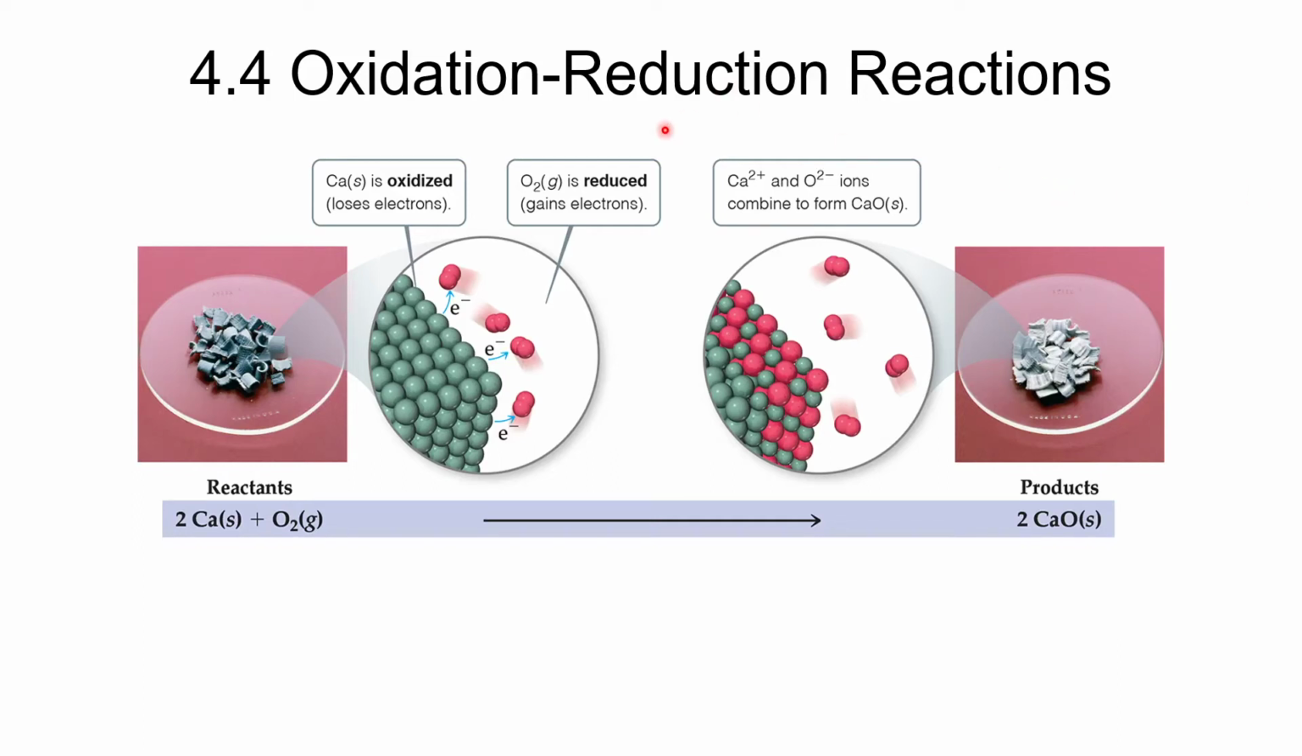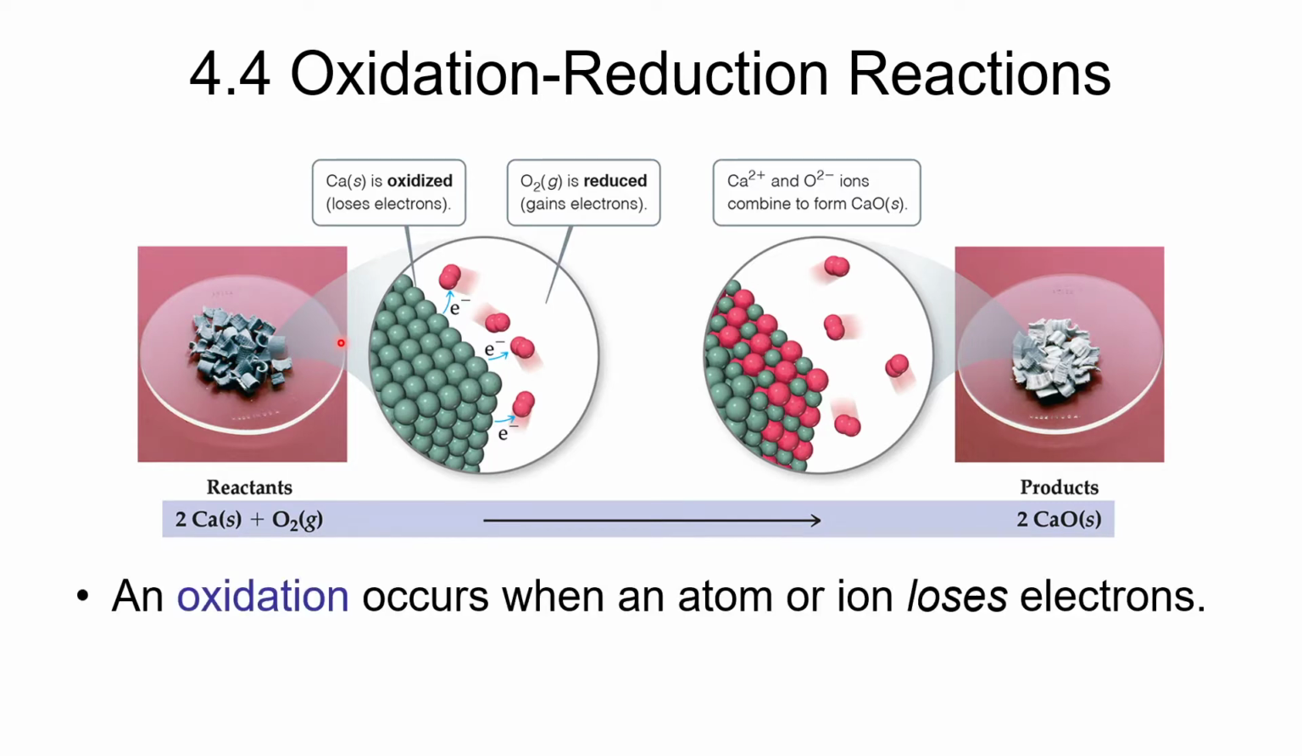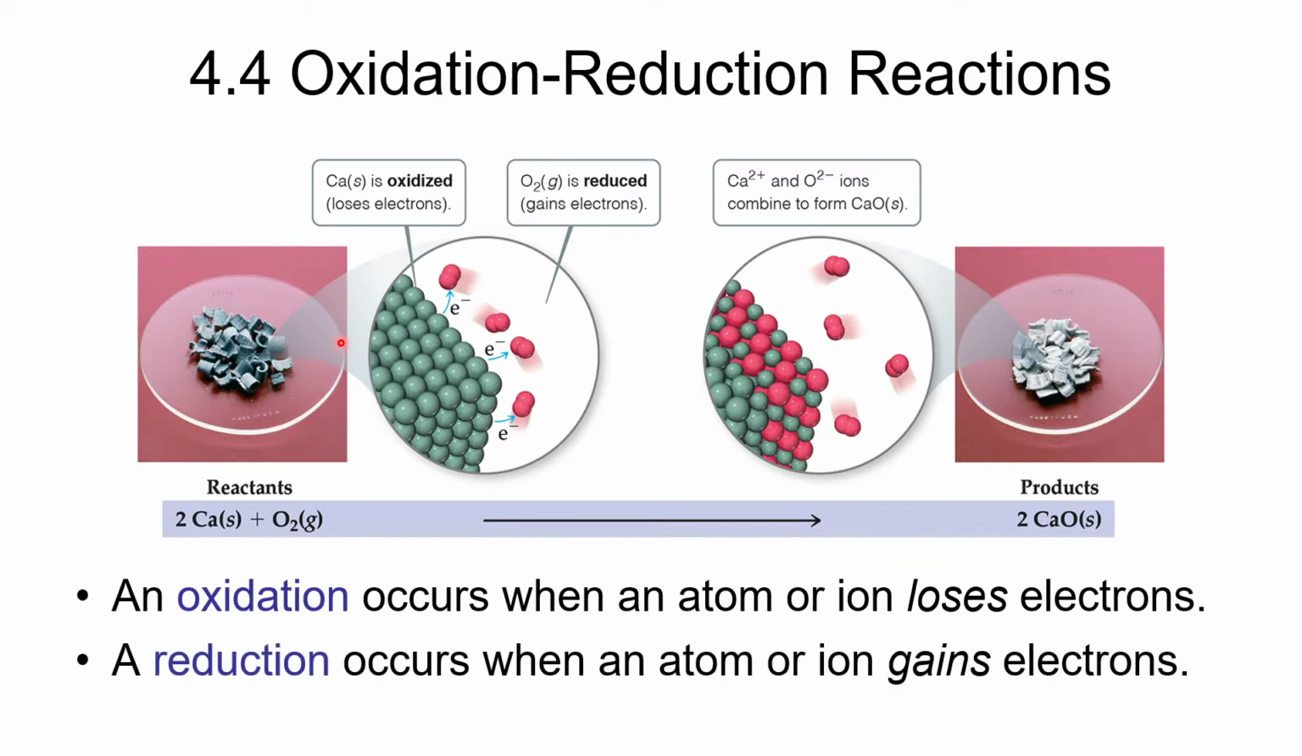In this section, Chapter 4, Section 4, we're going to be looking at oxidation-reduction reactions. Oxidation-reduction reactions are simply reactions in which one thing loses an electron and something else gains an electron. The thing that loses an electron we say has been oxidized, and the thing that gains an electron we say has been reduced.